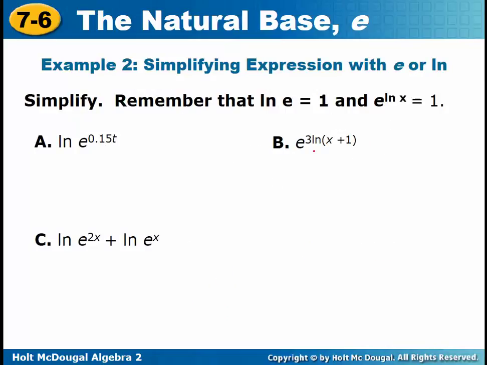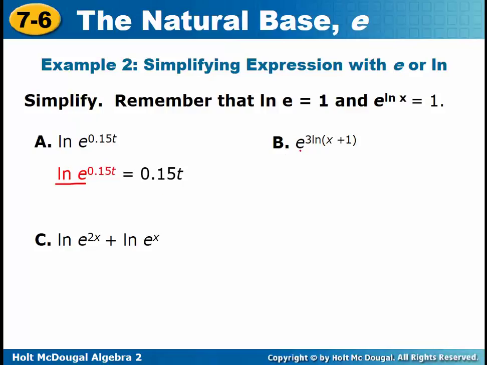All right, let's look at some examples. In the first one, we have the natural log of e to the 0.15t. Now remember that when we have the natural log of e, this part right here is just 1. So the answer is just 0.15t.